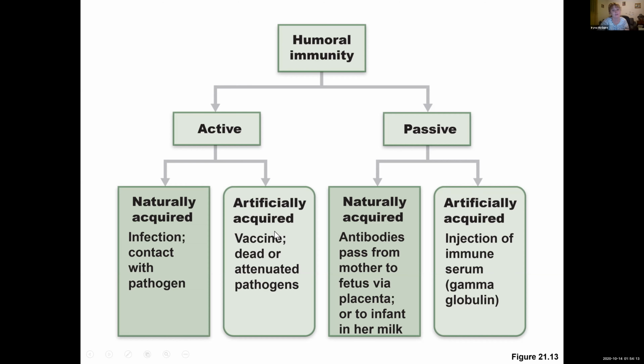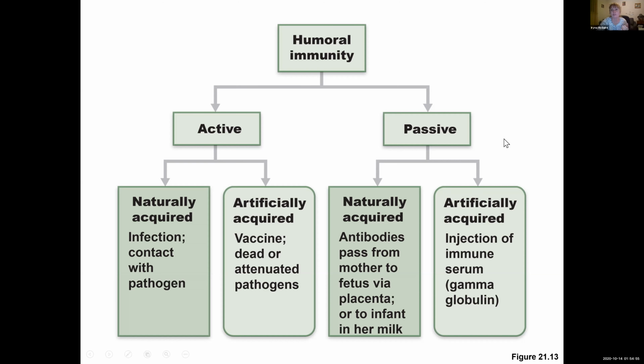Or you can be given a vaccine of dead or attenuated pathogens. So the one that is weak, the pathogen that doesn't harm you, but you're given the pathogen and you start producing your own antibodies. Passive, you are given antibodies. You can be given them through the placenta, right? Or through the milk in infants or fetus. Or you can also have a vaccine, right? But it's not the pathogen. It's serum that already has antibodies. Gamma globulins are antibodies, right?